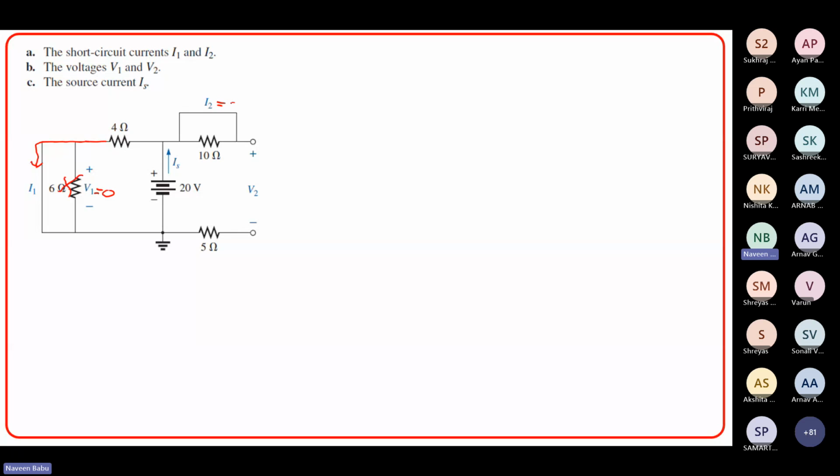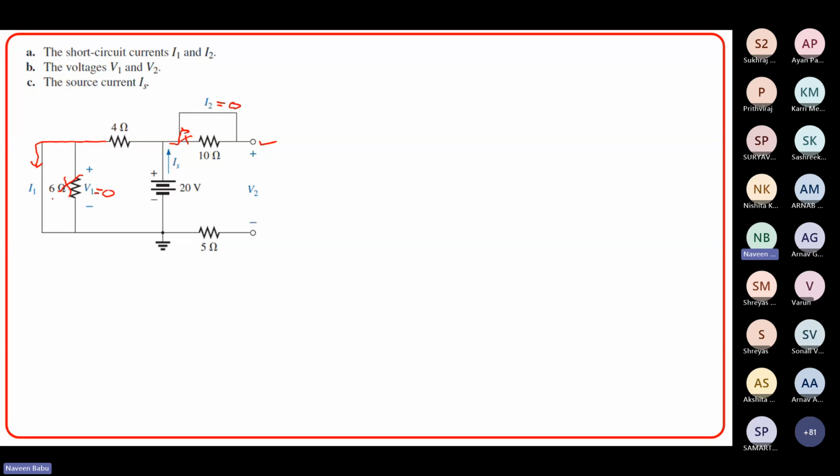Similarly, I2 current will be 0. Why it will be 0 is because this terminal is open. So whatever the source current is, it will not go through this, for the simple reason they are shorted. Now, if they are shorted, all the currents will flow, but the trick here is the end is open. So no current will flow, though it is shorted here, right? That is the observation that you need to make.